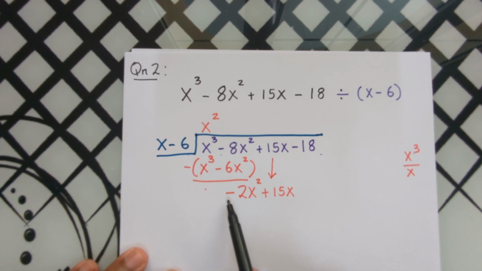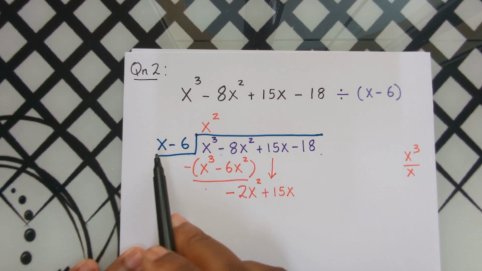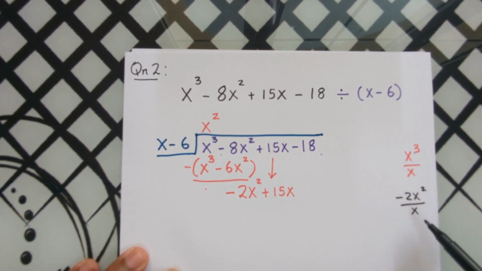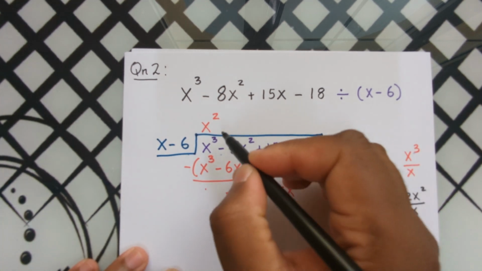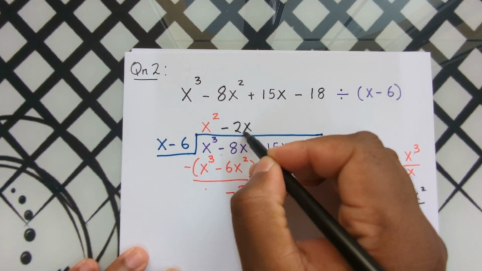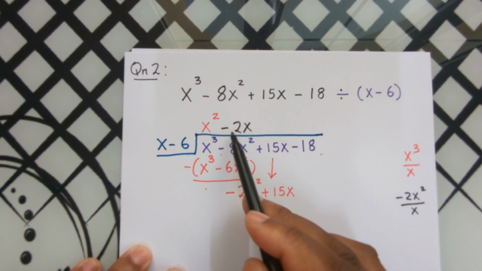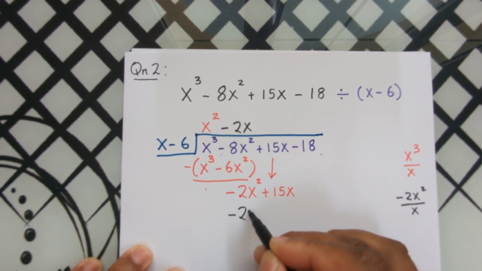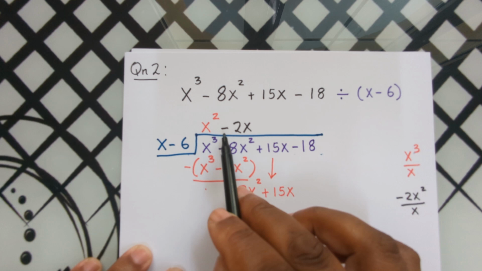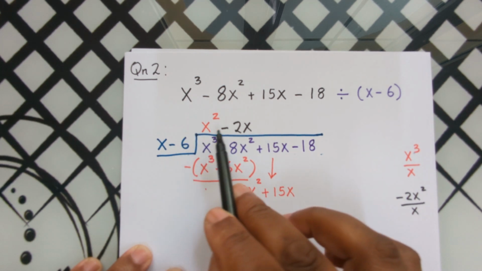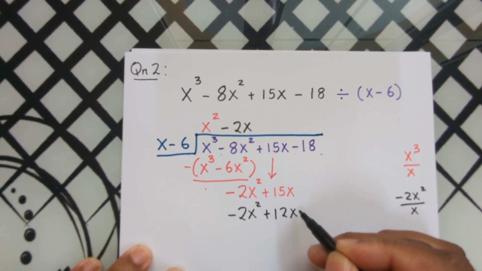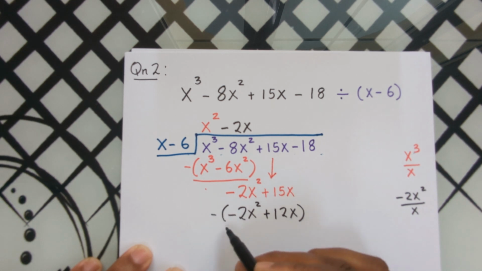And we repeat the same process again, whereby we divide. We start by dividing. So we are going to say negative 2x squared divided by x. If you divide this, you are going to have minus 2x. So let's put negative 2x here. And when you multiply negative 2x multiplied by x, it will give you negative 2x squared. Negative 2x multiplied by negative 6, it will change into a positive 12x.